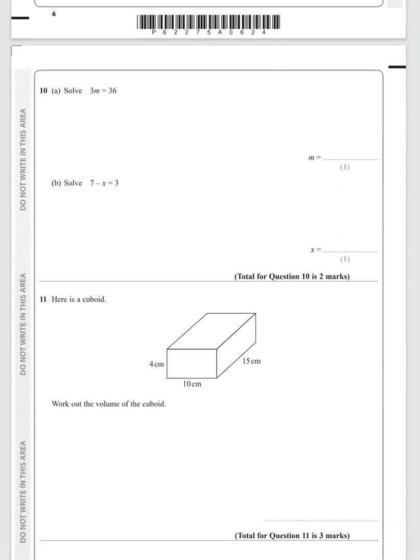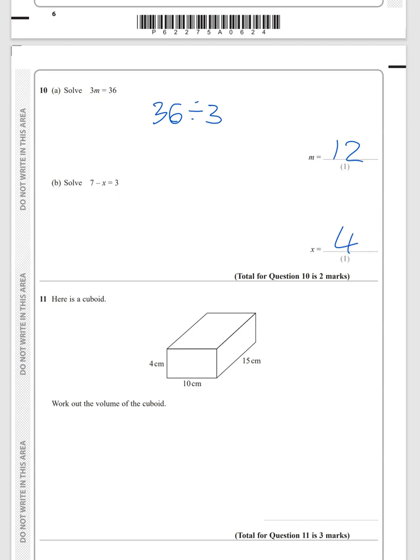Okay, number 10. Right, so solve 3m equals 36. Well, we know 3 times something is 36. So if we do 36 divided by 3, that's 12. Okay, so here we've got 7 take away something is 3. Well, it must be 4. 7 take away 4 is 3.